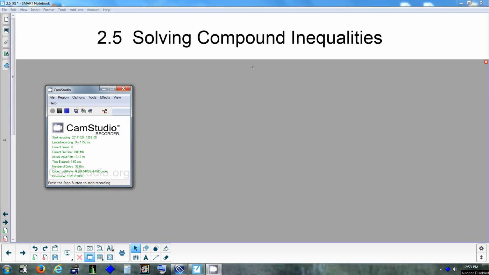Hello, class! Today we're doing 2.5, solving compound inequalities.